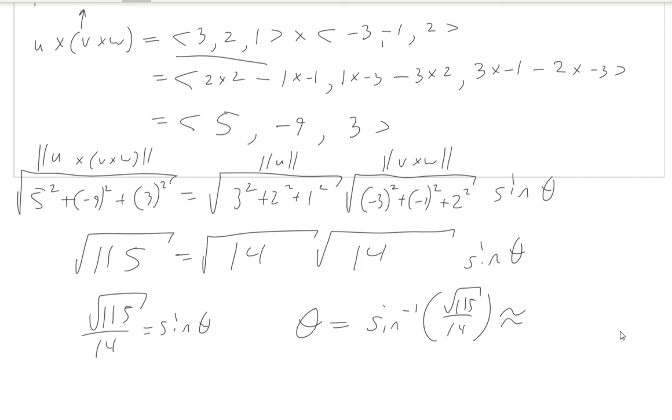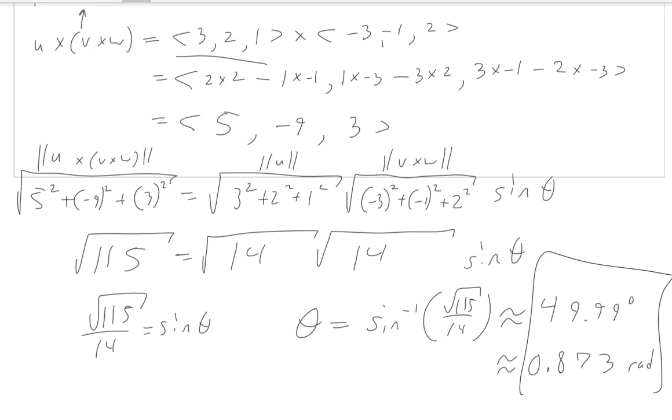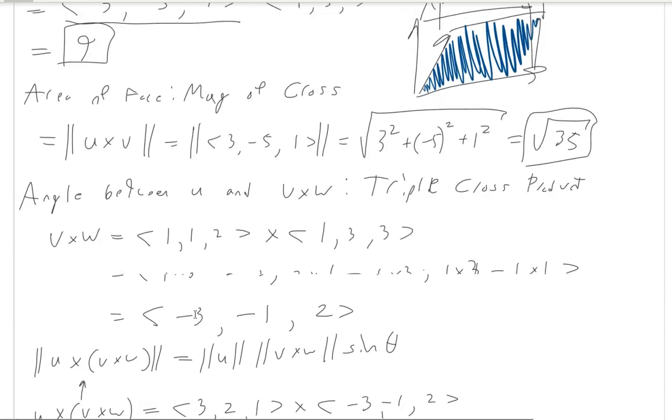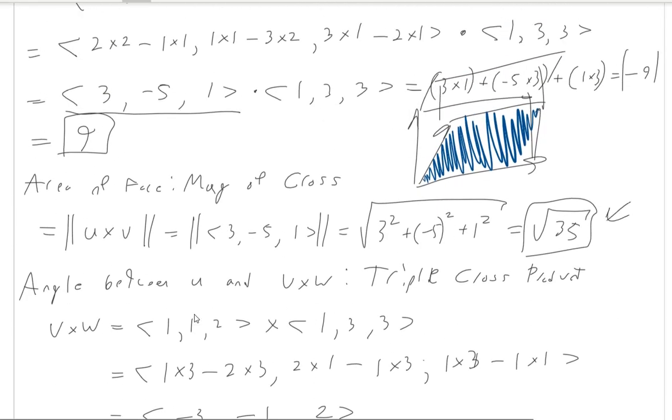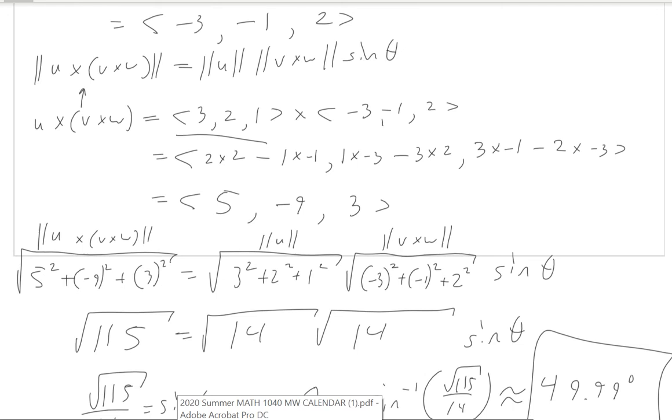If we do that in our calculator, sine inverse of root 115 divided by 14, that will give us approximately 49.99 degrees, or almost 50. Or, in radians, about 0.873 radians. So we have all three pieces. We have the angle measure that was requested. That takes a little bit more time. We had the area of the face, and we have the volume. So we can do a lot with three-dimensional constructs just using the vectors that make it.